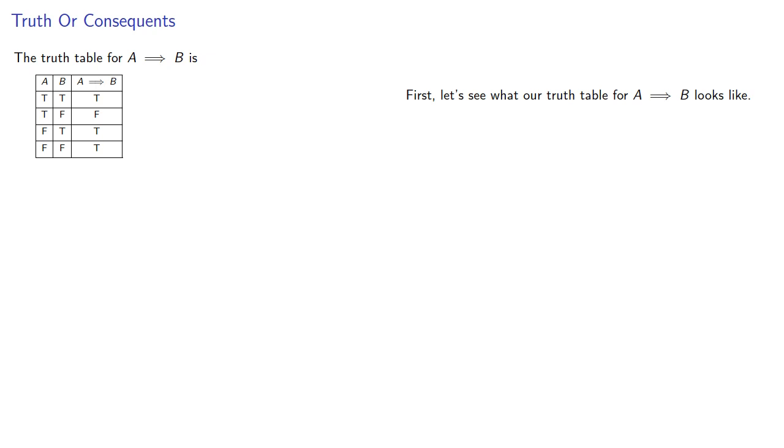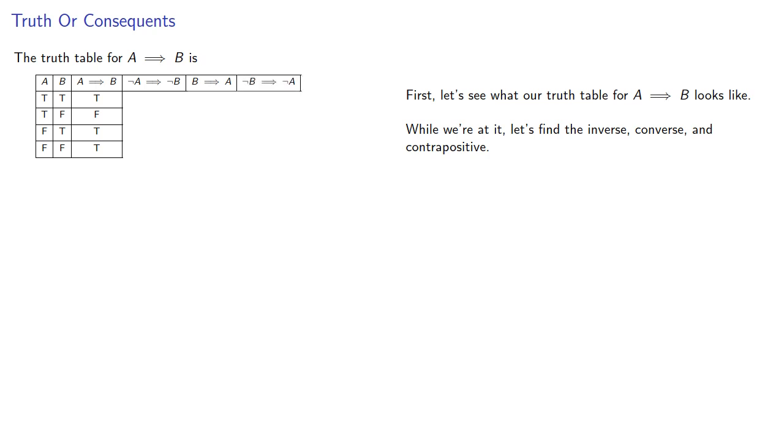So while we're at it, let's find the inverse, converse, and contrapositive. So remember, the inverse is if not A, then not B. The converse is if B, then A. We switch it. And for the contrapositive, we negate the two terms. And so we do need to know the negation of A and the negation of B. And so remember, those have the opposite truth values of whatever A and B have.